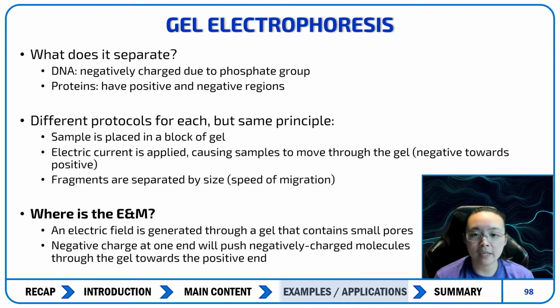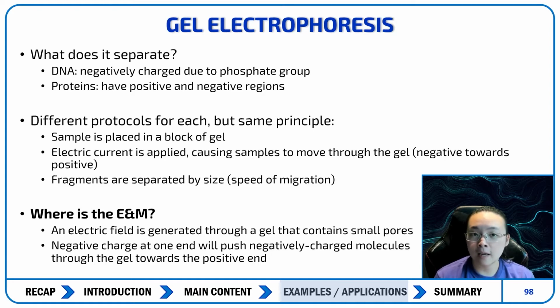A sample is placed in a block of gel, an electric current is applied, and it causes samples to move through the gel, negative towards positive. The fragments are separated by size and also by charge. So the larger the fragment, the slower it's going to move along that current.